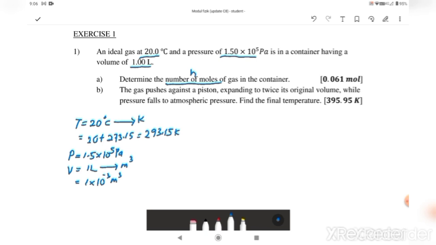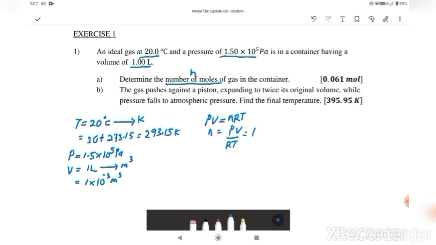we have P, V, and T, so the best equation we will use is PV is equal to nRT. Rearrange the equation, so we have n is equal to PV over RT. After that, we just substitute all the information given to get the number of mole.